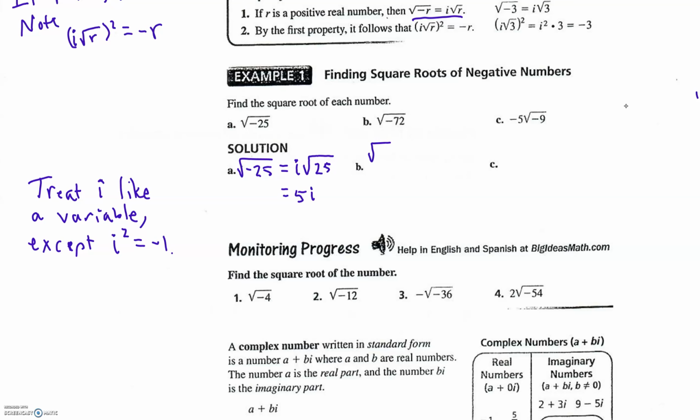Part B, square root of negative 72. So the negative is going to come out as an i, so we have i times the square root of 72.